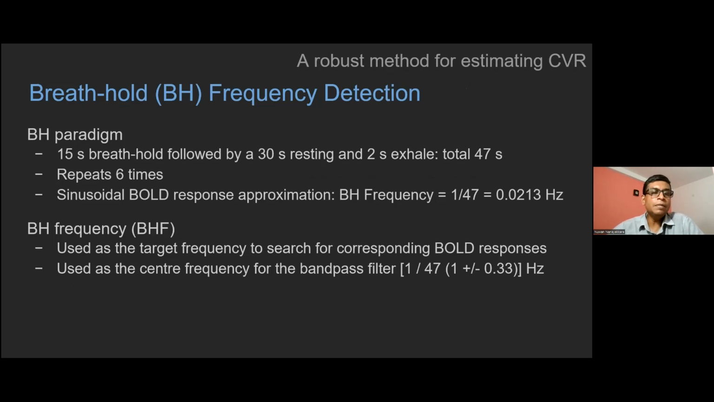To detect the breath-hold frequency, we use the information from the breath-hold paradigm. The one we use is a 15-second breath-hold followed by 30-second rest and a 2-second exhale, a total of 47 seconds. This was repeated 6 times. And we could estimate the BOLD response using a sinusoid at the breath-hold frequency of 1/47 seconds, which is close to 0.0213 Hertz. Now, this frequency is not used as it is, but it is used to search the corresponding BOLD responses to find the actual breath-hold frequency that the patient followed, within a range allowed by a band-pass filter of about plus or minus 30% of this time period.